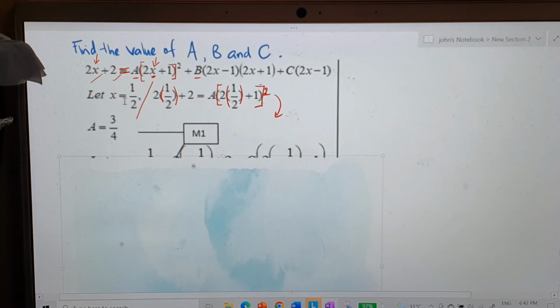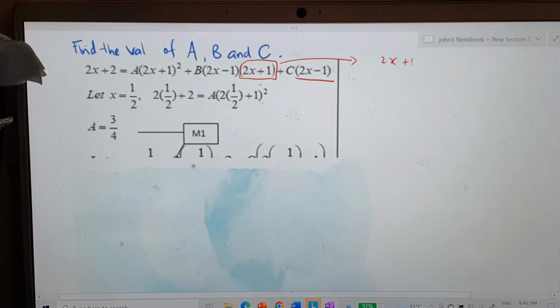After you have gotten A, how do you find B and C? Now if you notice, just now I substituted x equals half and then this became 0. I can also sub in, if I were to work on this now, I let this be equal to 0. I will get minus half. That means if I put minus half here, this whole thing will be 0, and then this whole thing will be 0 also. So I can find my C.